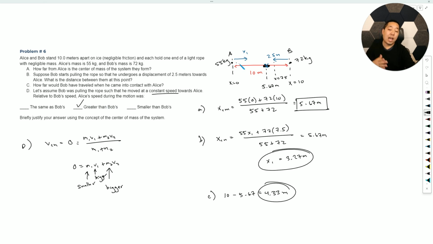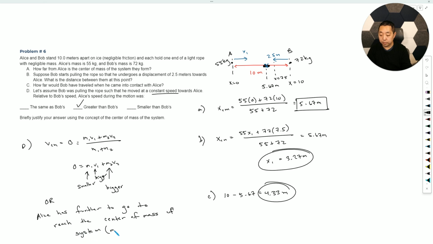Another way to think of it is Alice has further to travel to the center of mass in the same time. Bob has a shorter distance to go, and the center of mass is not going to move. So you could say Alice has further to go to reach the center of mass of the system, which is where they'll meet. That implies she has to move faster.